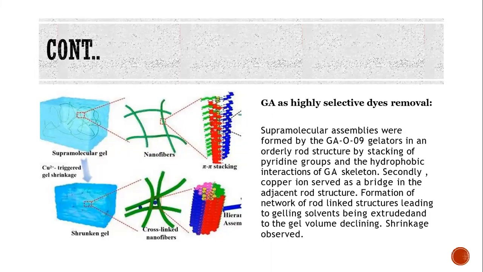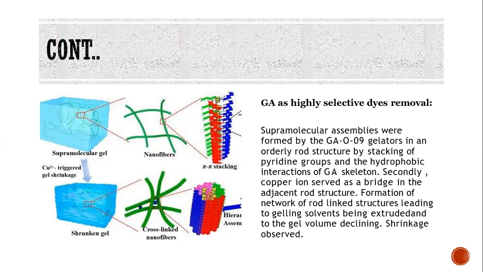Supramolecular assemblies are formed by the GA09 gelators into orderly rod structures by pi-pi stacking of pyridine groups and the hydrophobic interactions of the GA skeleton. The supramolecular gel is attached by pi-pi stacking through copper ions. Copper ions serve as a bridge between adjacent rod structures.